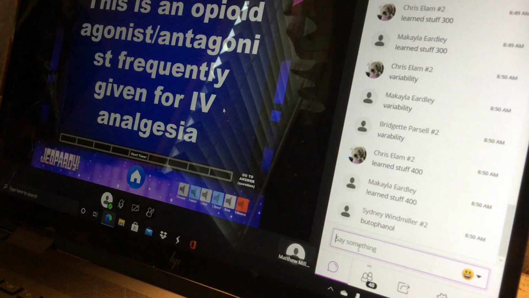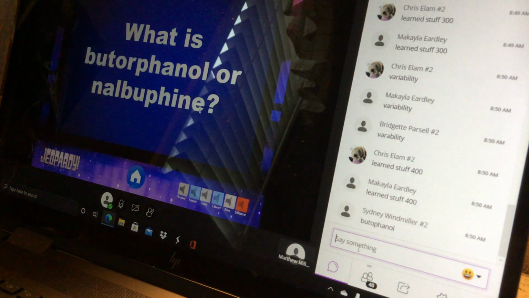Is it mag sulfate? No, not mag sulfate. Okay, just kidding. Sydney said butorphanol. Remember butorphanol? Agonist, antagonist. The other one was nalbuphine. So these are agonist, antagonist drugs for labor, for analgesia. We give them IV push, during a contraction.